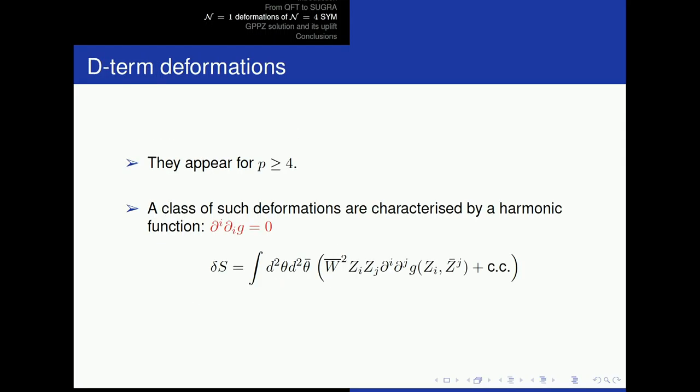And finally, a few terms about D-term deformations. Clearly, with D-terms there are a lot more possibilities. D-term deformations appear only for P greater or equal to 4, when we have the full diamond in the representation. And one result that I would like to point out is that there is a class of deformations which is characterized by a harmonic function, namely a function satisfying this condition given by this expression. So that's a general result.